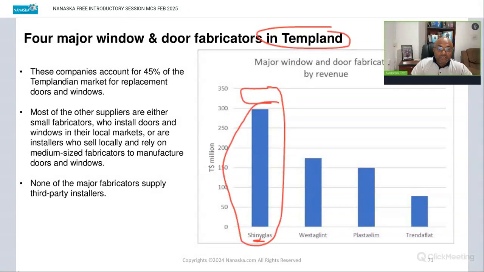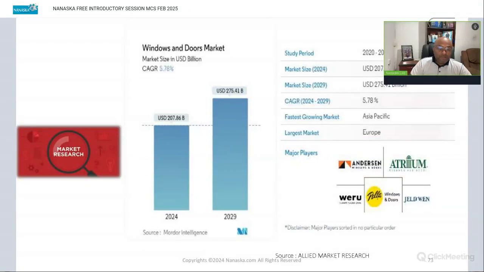Shiny Glass is the largest. Second one is by far the second. Right? These are the largest 4 companies in the market. They dominate 45% of the market in Templan. So there are so many other players, I'm not saying no. But these 4 will dominate 45% of the market. So the rest of them are fairly small. So we are the largest in Templan in this business.